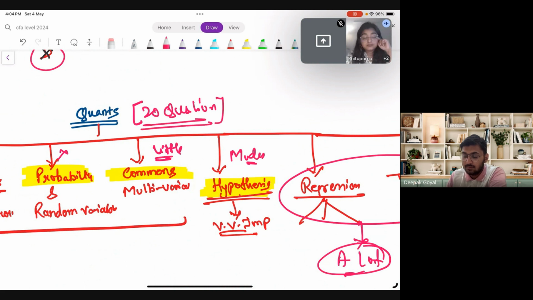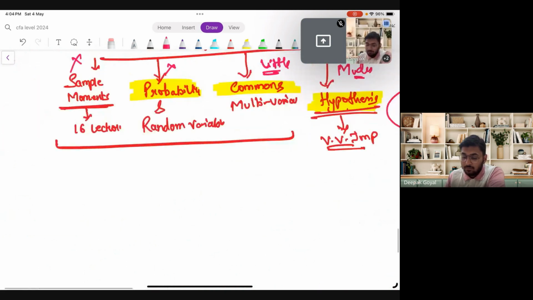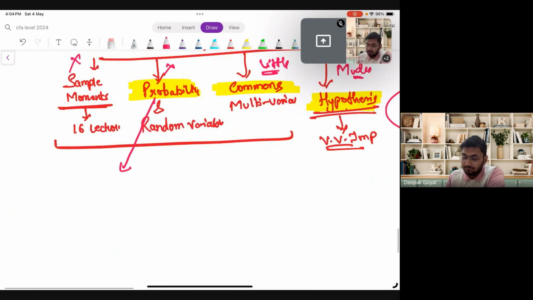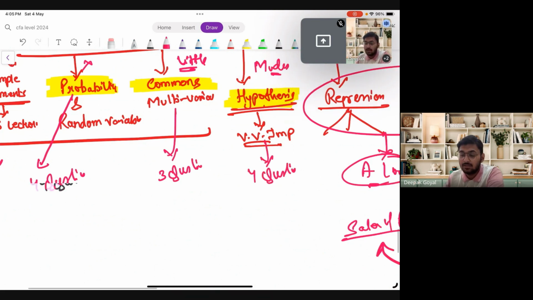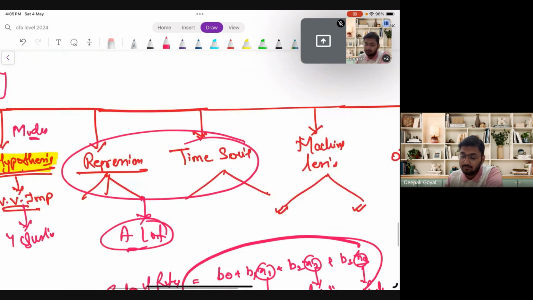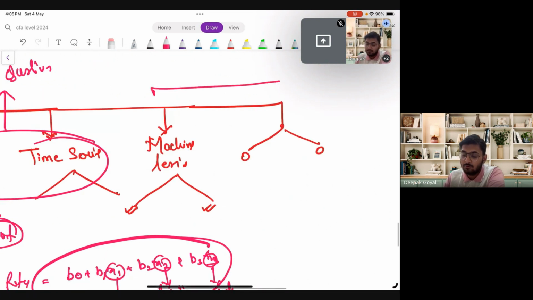Clear? Now, you can expect 4 questions from this segment, 1 to 2 questions from this part, 3 questions from this part, 4 questions we have seen generally coming from the hypothesis, then 6 questions from the combination of the regression, and 4 questions from the combination of the last two heads.